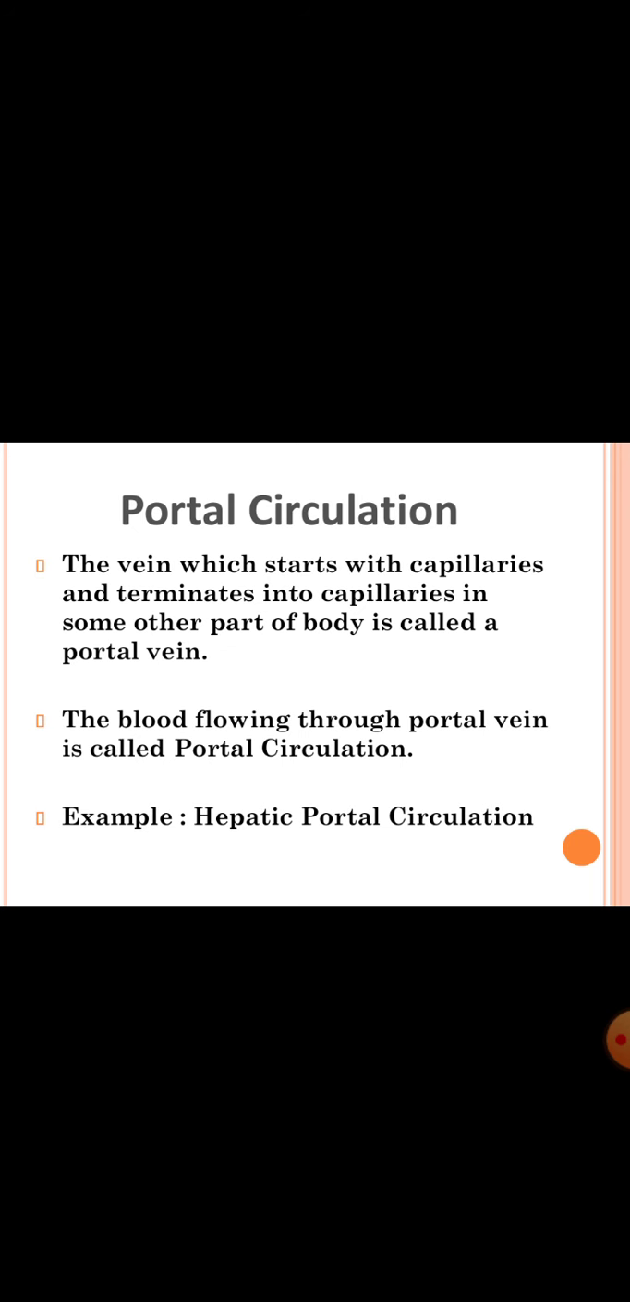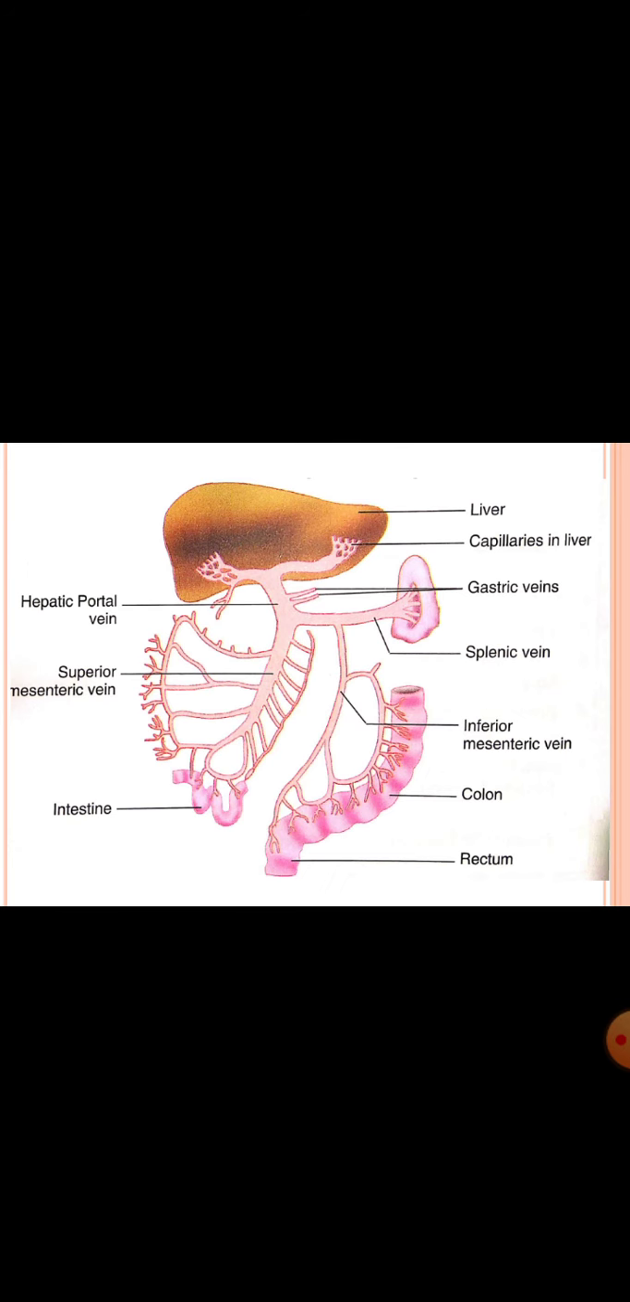Now, the vein which starts with a capillary and terminates into a capillary in some other part of the body is called a portal vein. Means the blood flowing through the portal vein is called portal circulation. The example is the hepatic portal system. Let's see the hepatic portal system. Here is a diagram of the hepatic portal system found in human beings.